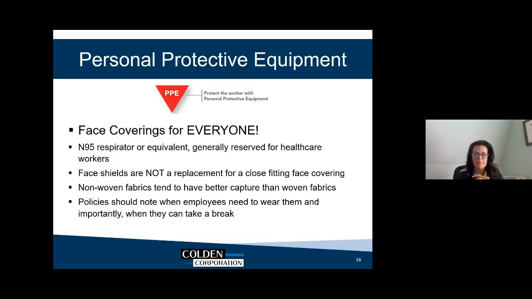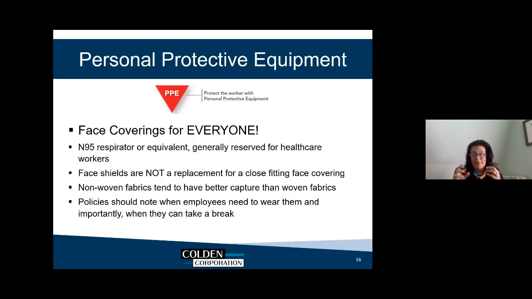As you're writing up your policies, whether you're allowing folks to bring in whatever they want, whether you're supplying it, single use, multiple use, whatever it is, as you're pulling together your policies, I'm encouraging you to make sure you know where and when they need to wear them, okay? And that's largely when you're in the office and on the move. But it's also important in those policies to outline when people can take a break.